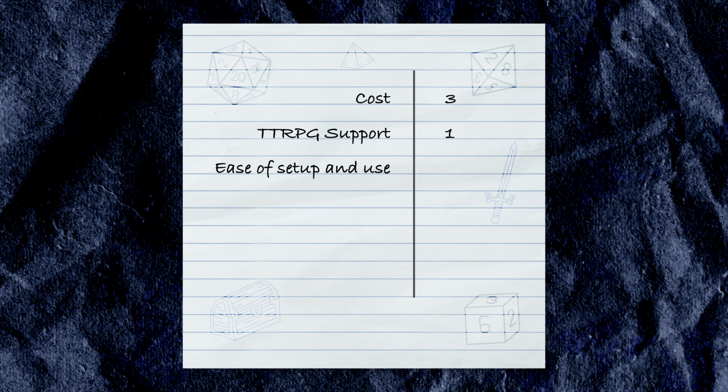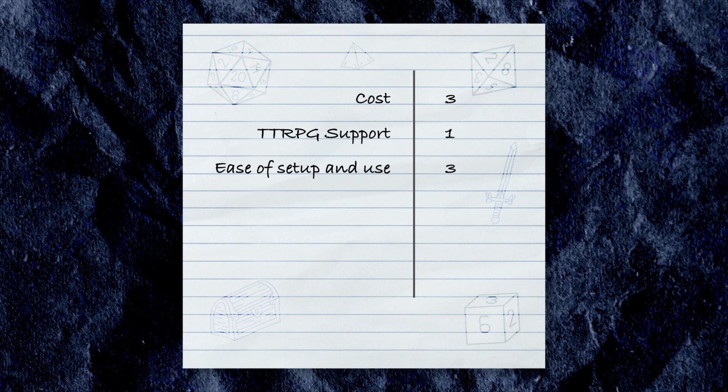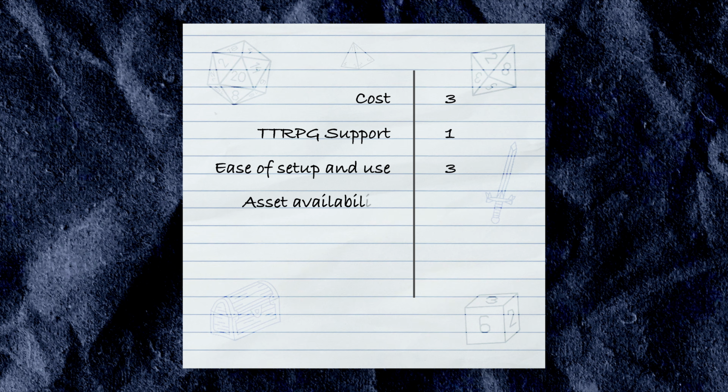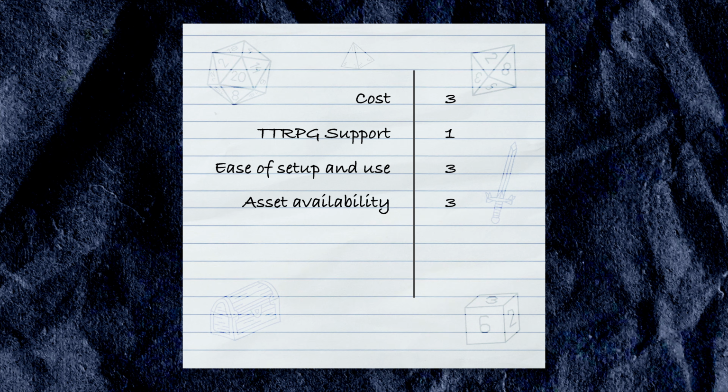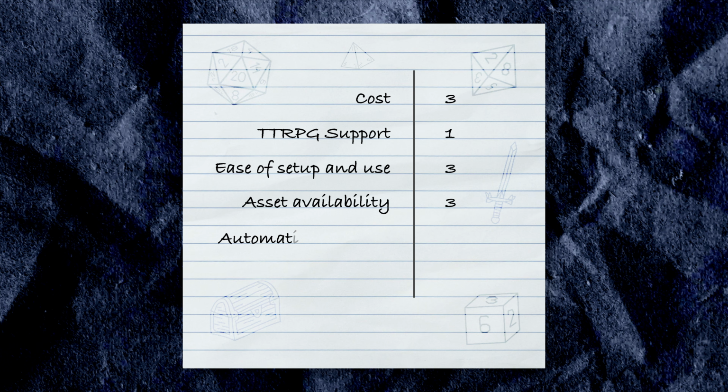Ease of setup and use is a 3. Other than creating an account, it was very easy, and the process to join a game was very quick. Asset availability is a 3. It comes with so many models, and the options for importing are extremely flexible. Automation features is a 0 because there aren't any.